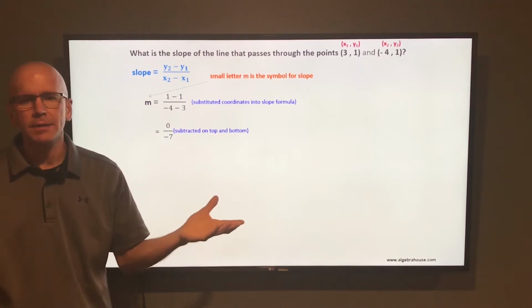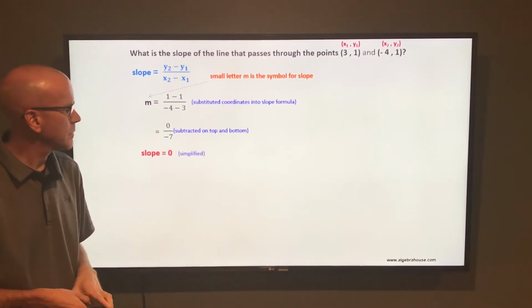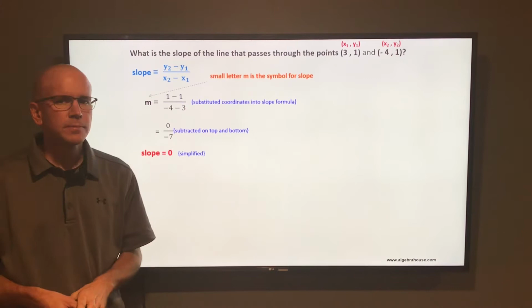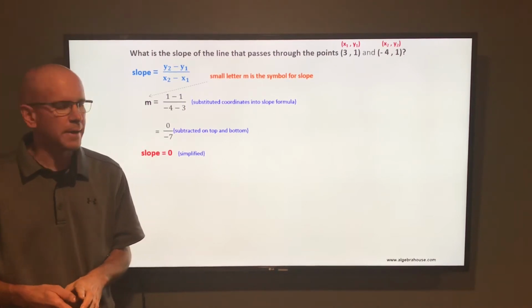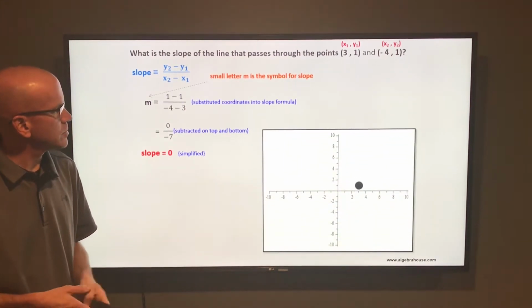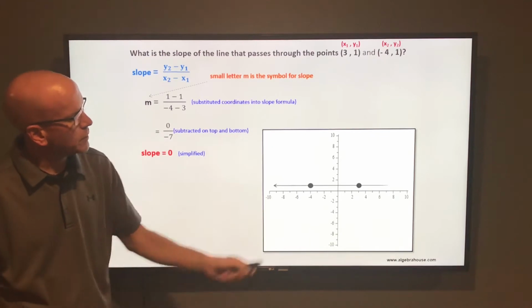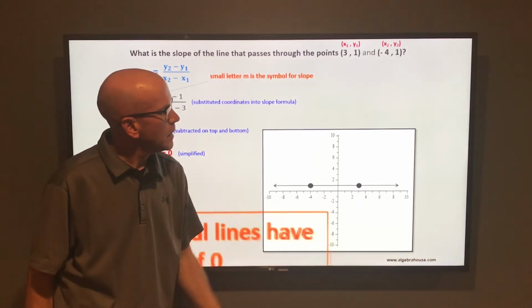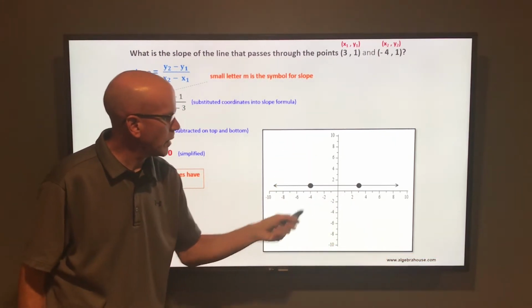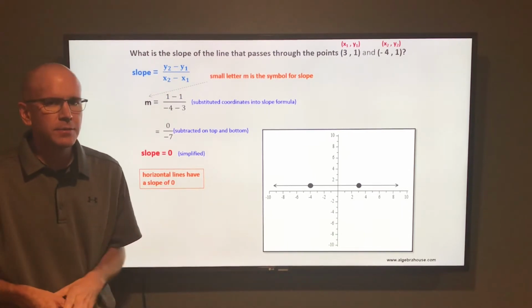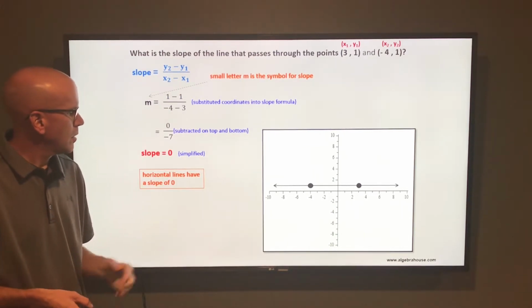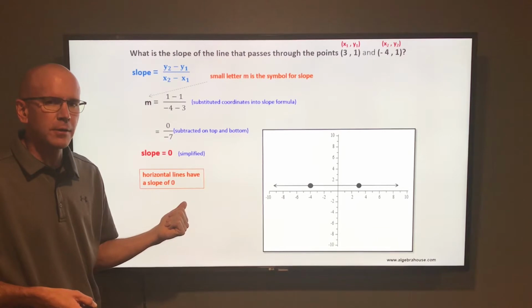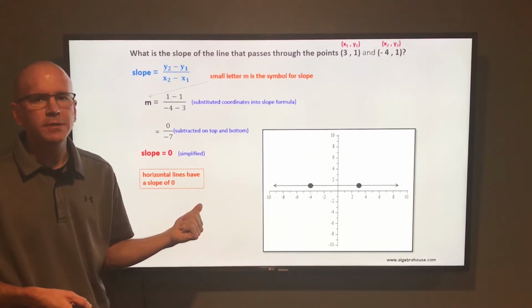So what kind of line is that? It's a horizontal line. Slope is 0. The slope of a horizontal line will be 0. So these 2 points, (3, 1), you go to the right 3 and up 1. (-4, 1), go to the left 4 and up 1. You can see that is a horizontal line. One big thing to note here, horizontal lines do have a slope of 0.